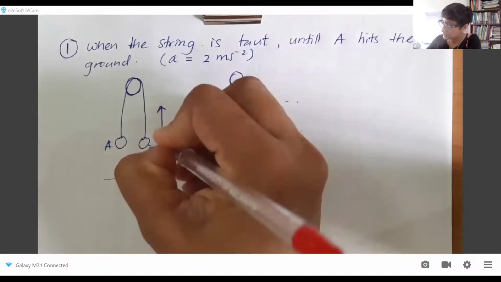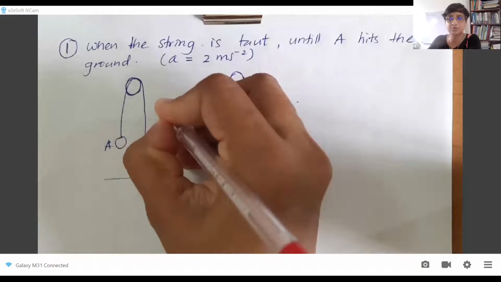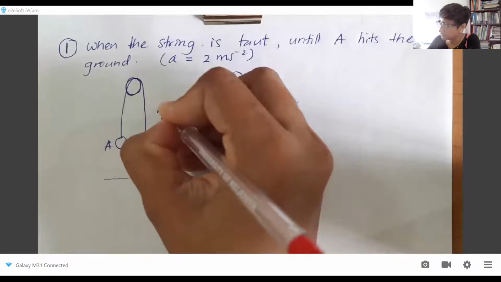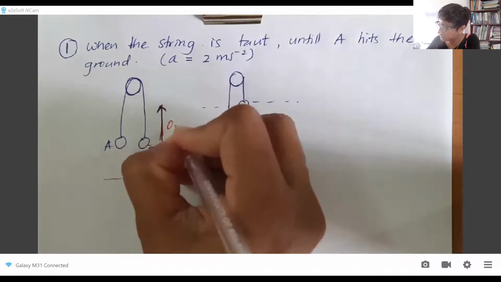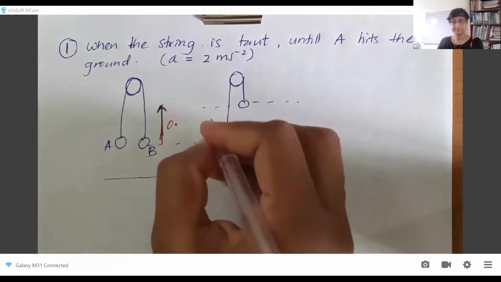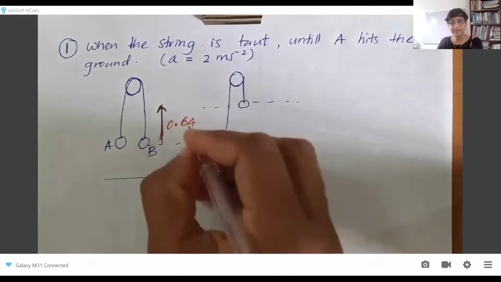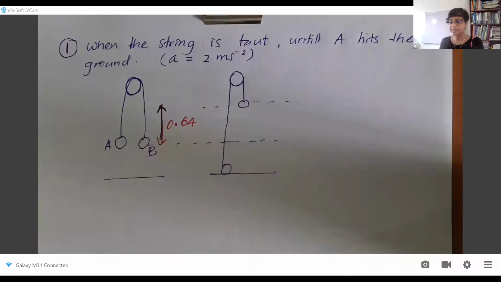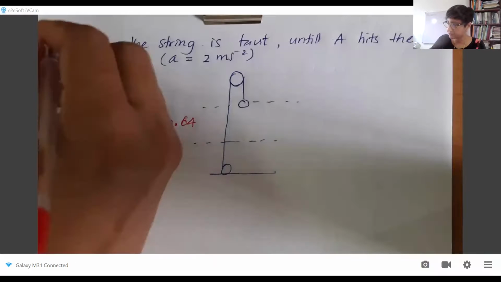What is this distance? 0.64, 0.64. We know that, right? Is that clear to everyone? That is 0.64. Okay. Then the next part is, so this is part 1. Part 1. This is part 1.